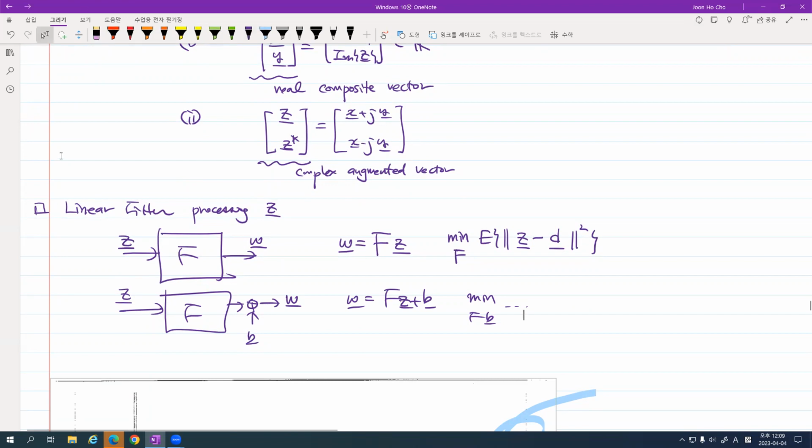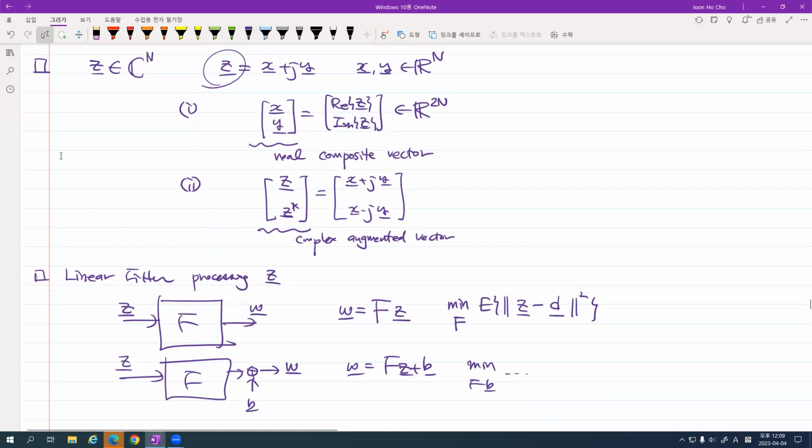And you may say, wait a minute, I may just use this real composite vector and process it. So here goes Z, and here is the converter that generates the real composite vector, and here goes some big G and generates some W. Here, be careful. If this has length n, what about this one? This has length 2n, right? This is the one approach.